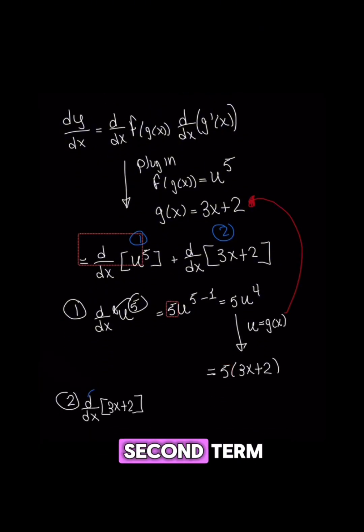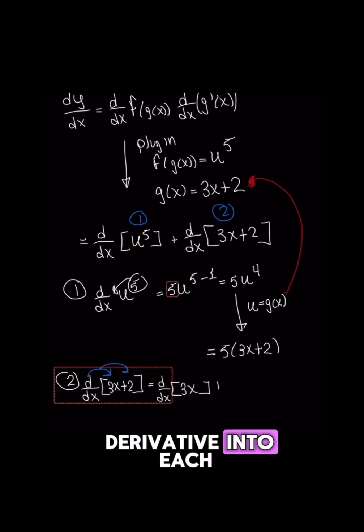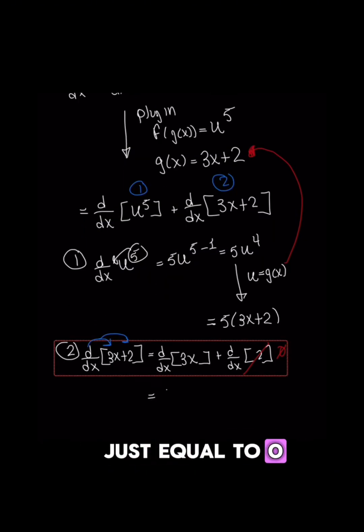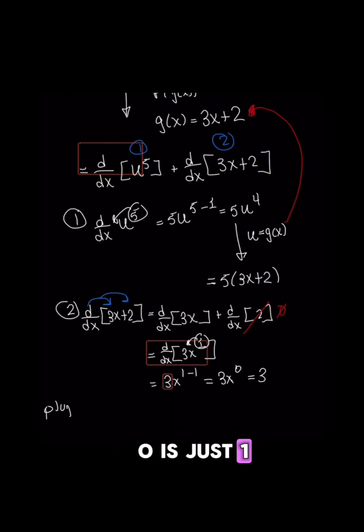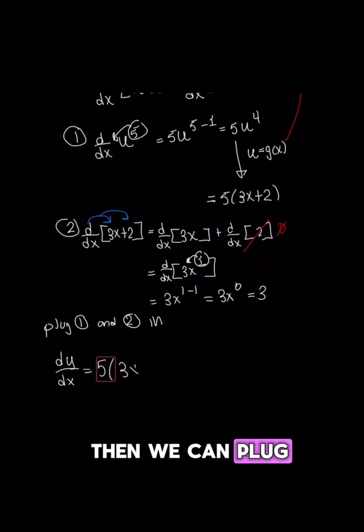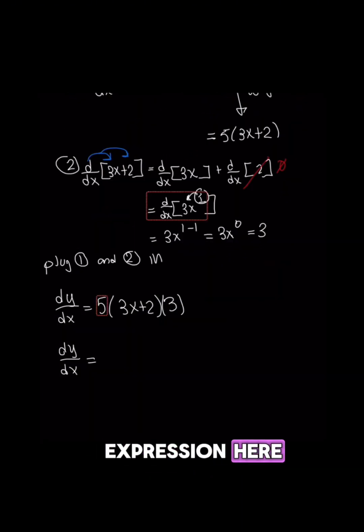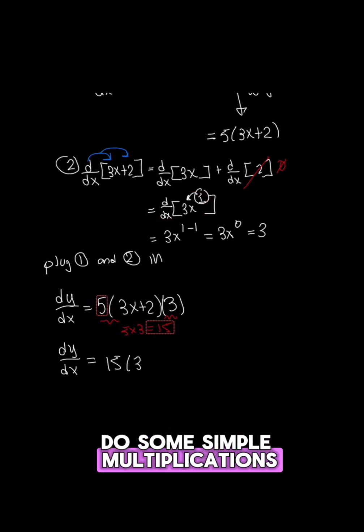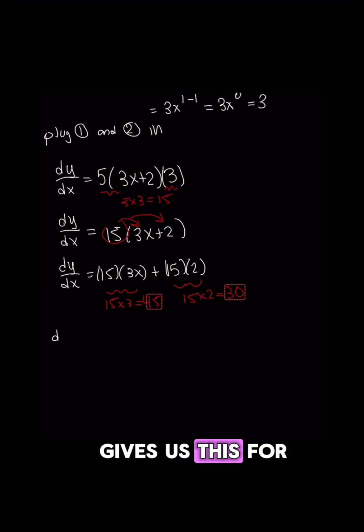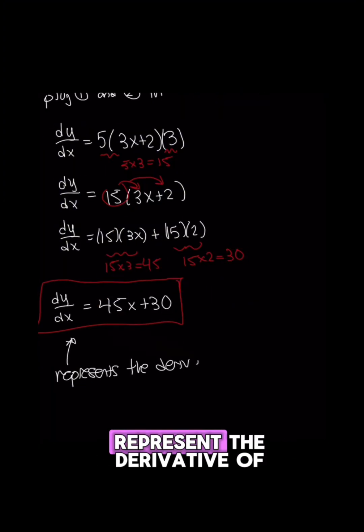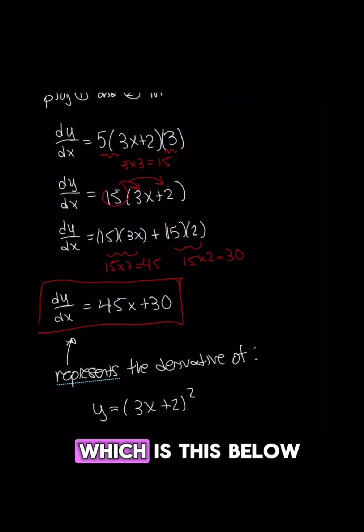Taking the derivative of the second term, we can multiply the derivative into each. The second term is just equal to 0. First term, we can bring down the 1 and then subtract 1 from it, and x to the 0 is just 1, so we get 3 for that. And then we can plug in 1 and 2, and we get this expression here. Do some simple multiplications, and then bring the 15 inside to each term. Compute each term, which gives us this for the final answer. So this is going to represent the derivative of the function we're given, which is this below.